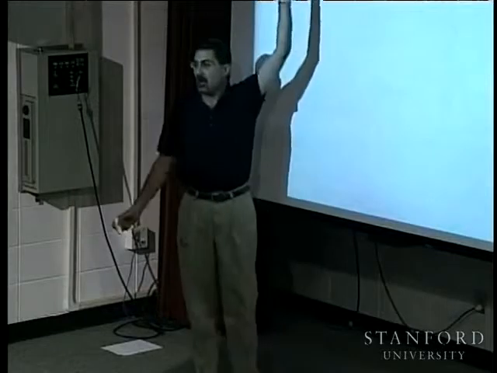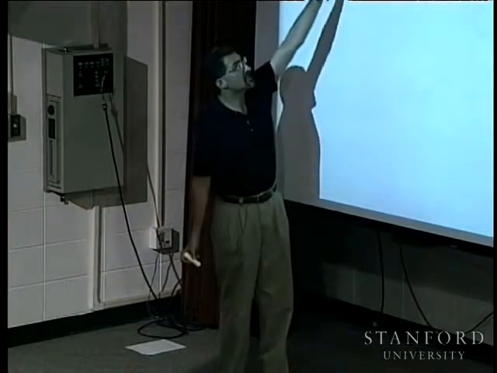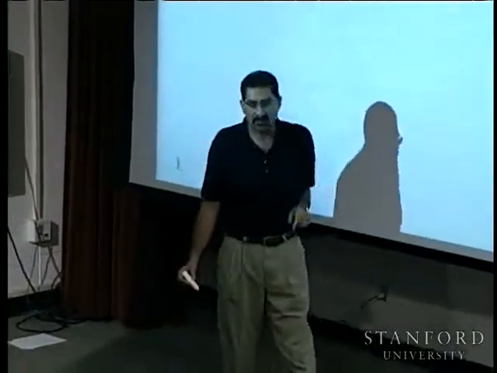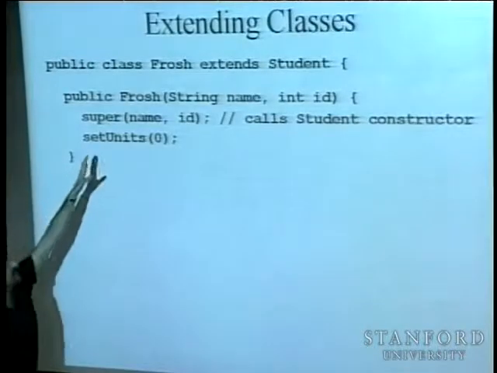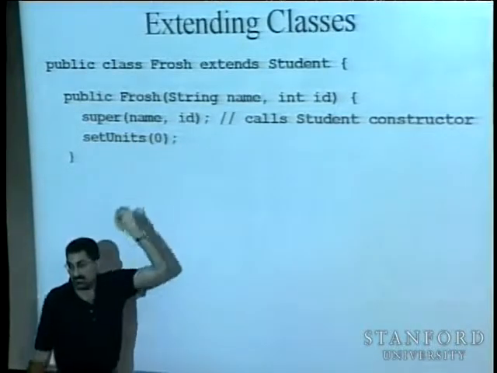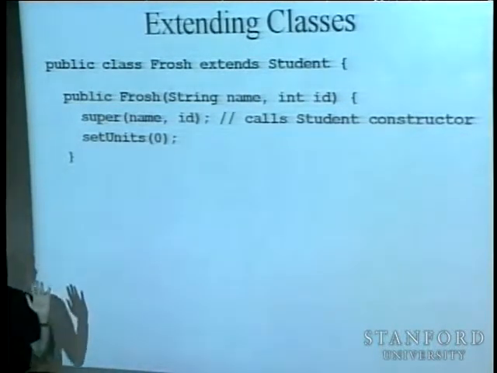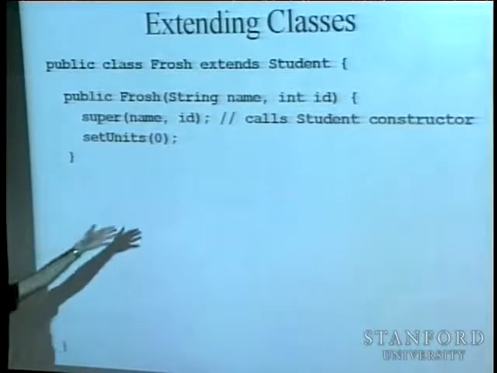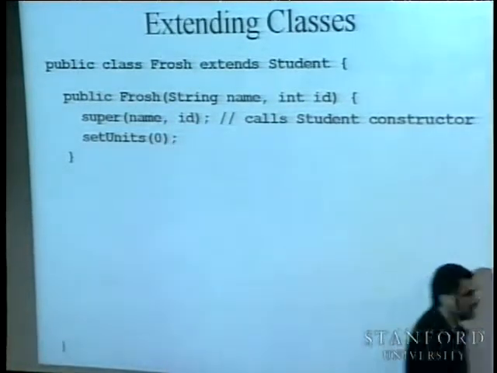So super means call the constructor of the superclass. By calling super with name and ID, what we're doing is saying, what's the superclass of frosh? It's student. So this will call the constructor of the superclass of frosh, which is student, with name and ID, which means it's going to go through that initialization process of setting the student name instance variable to be equal to name, and student ID to be ID. The stuff that we did back over here.